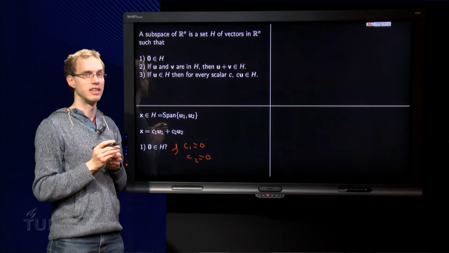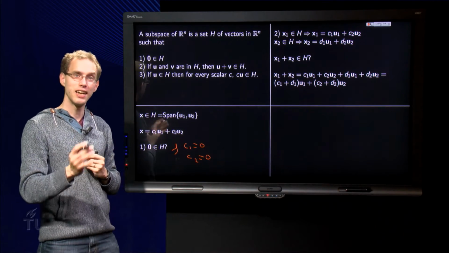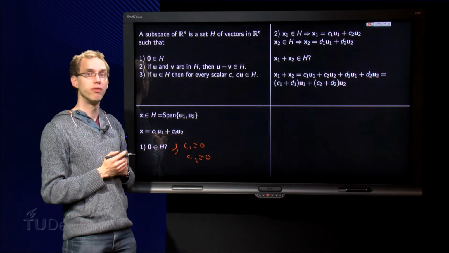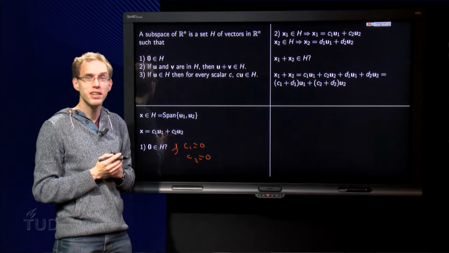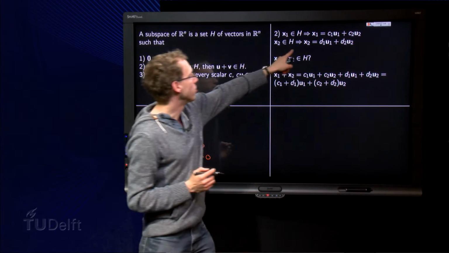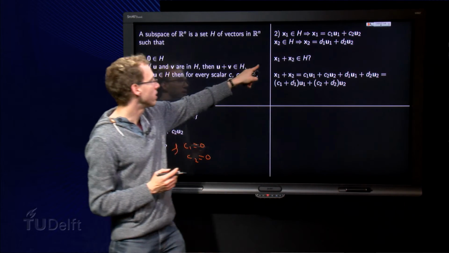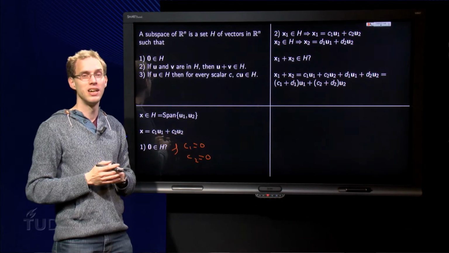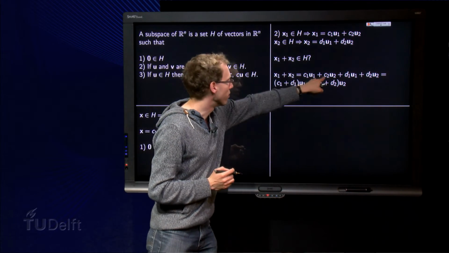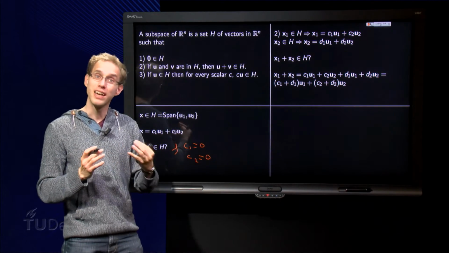First property is satisfied. Second, if I have two vectors in H, say x1 and x2, then I know both x1 and x2 are a linear combination of u1 and u2, probably different linear combinations. So x1 equals c1 u1 plus c2 u2, and x2 equals d1 u1 plus d2 u2. Then I wonder, what about the sum of the two? What about x1 plus x2? Is that also in H? Well, let's see. We can add x1 and x2. x1 plus x2 equals c1 u1 plus c2 u2 for x1, plus d1 u1 plus d2 u2 for x2.